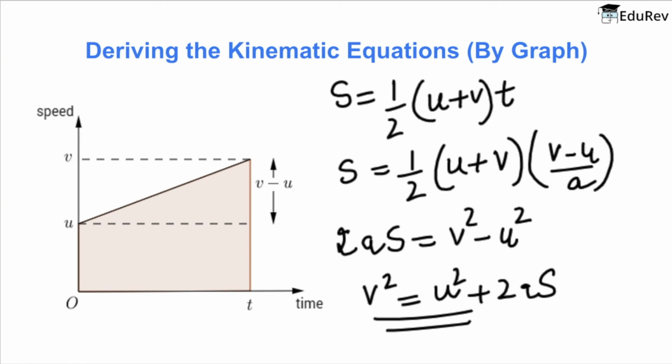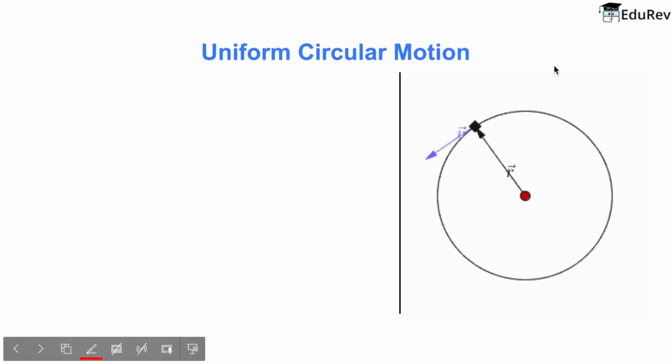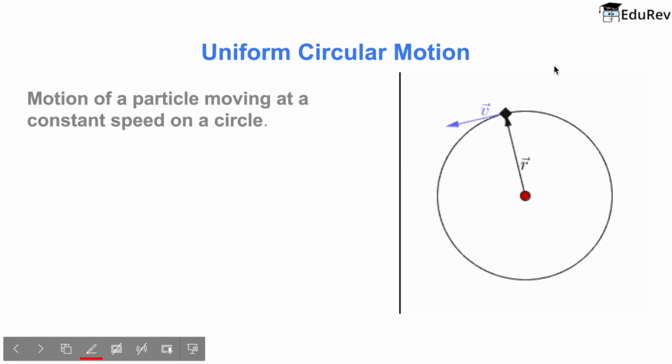Let's move on to our final topic now, that is uniform circular motion. Now this motion is a uniform motion, and what is a uniform motion? We said it has a constant speed. Also, you can see it's a circular motion, just like in this animation. So if we define it, what is it? A motion of a particle moving at a constant speed on a circle.